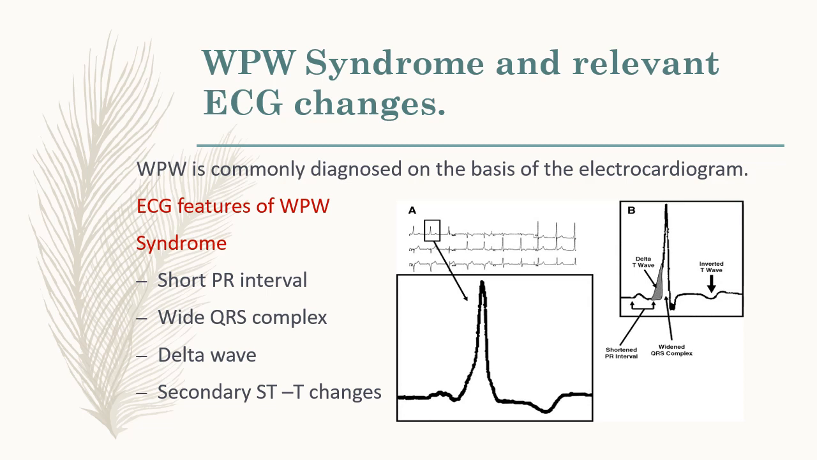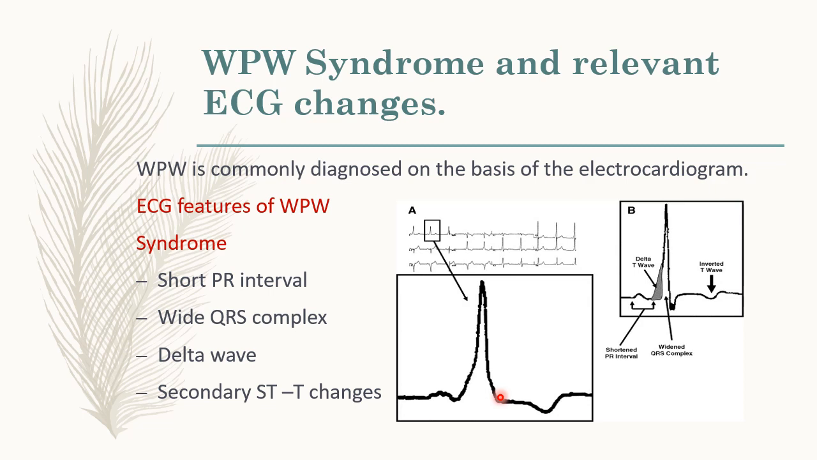WPW syndrome is commonly diagnosed on the basis of the electrocardiogram. ECG features of WPW syndrome: short PR interval, wide QRS complex, steep upstroke of the QRS complex, known as the delta wave, and secondary ST-T changes.